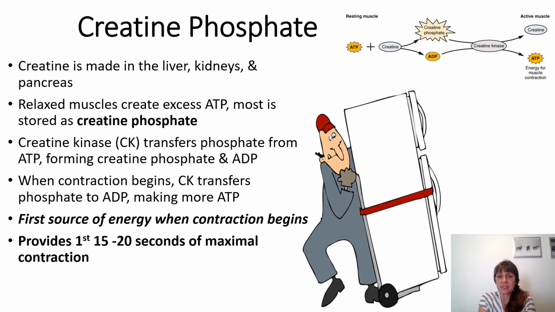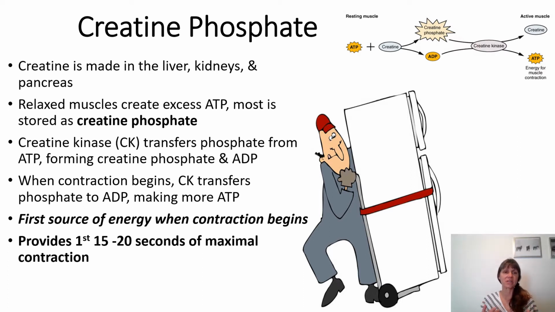Creatine is actually produced in the liver, the kidneys, and the pancreas. And because our muscles, even when they're relaxed, are going to produce excess adenosine triphosphate, most of that is going to be broken down and stored as creatine phosphate. Creatine kinase is the enzyme responsible for transferring phosphate to the creatine molecule from the adenosine triphosphate and also to the adenosine diphosphate from the creatine phosphate when the body needs more adenosine triphosphate for muscle contraction.